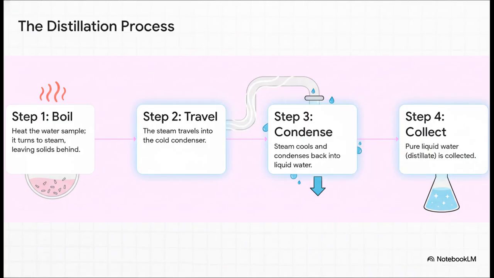So how does this whole thing actually work? Well, it's a two-part process, really. First, you boil the water. Now, the magic here is that only the pure H2O turns into steam. The dissolved salts and solids have much, much higher boiling points, so they get left behind. Then, that pure water steam travels into the cold condenser, where it gets cooled down and turns back into pure liquid water. This stuff you collect at the end, that's called the distillate.